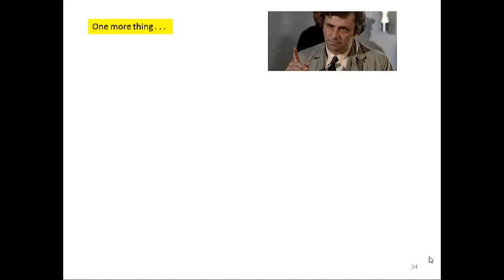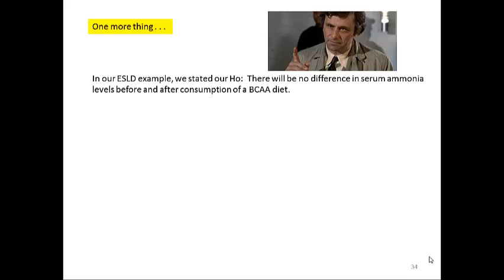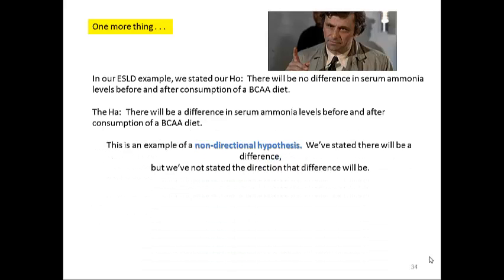One more thing, as Columbo would say. In our liver disease example, we stated our null. There would be no difference in serum ammonia levels before and after consumption of a branched-chain amino acid diet. The alternative said there would be a difference. This is an example of a non-directional hypothesis. I told you we'd get back to it. We've stated in this hypothesis that there will be a difference, but we've not stated the direction that difference will take. Will the ammonia levels go up or down as a result of the diet?